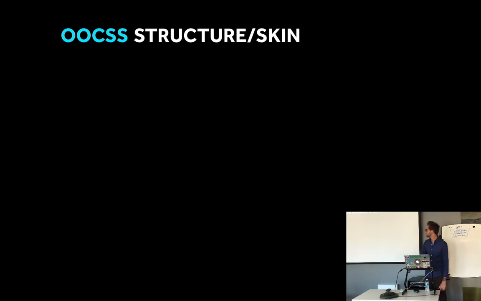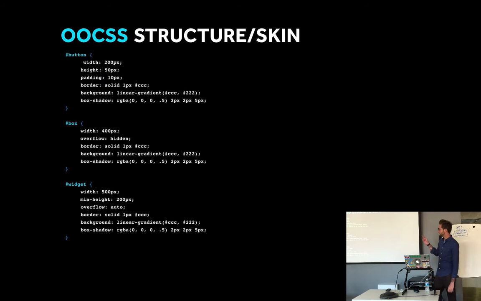So here is a block of code. You may struggle to see it, but these are all ID selectors in CSS. So you have button, box, widget. One of the things you'll notice inside here is there are a lot of common properties between all of these. Width is different across all of them. Height is an additional property that's added on widget. But when we look at background, box shadow, and border, it's something that's consistent across the board.